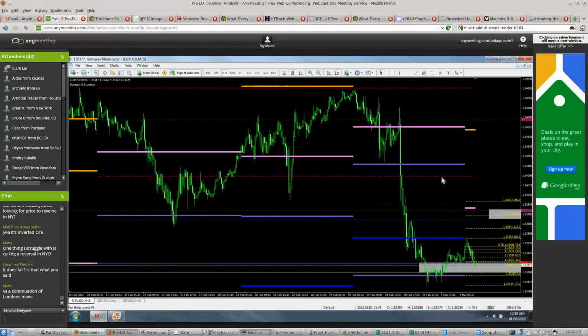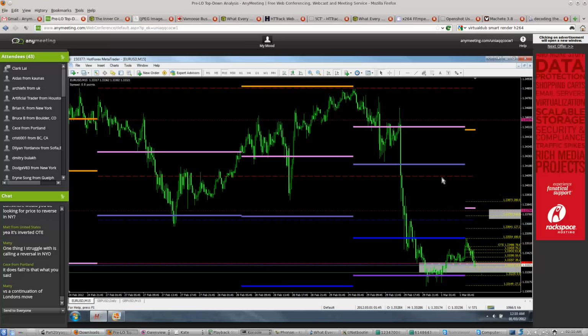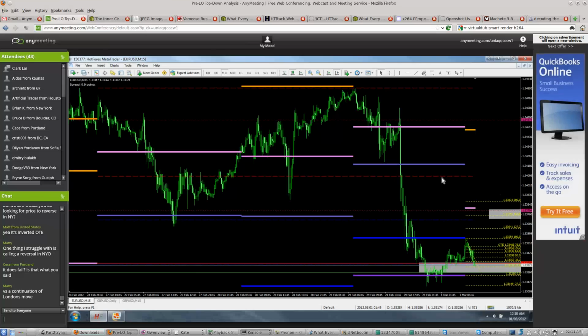Typically, just from my experience, I see 40 to 60 pip ranges in London, and then you'll see a huge 120, 130 pip move in the New York session. But there obviously will be times where London will make the meat of the move, and New York will do a 30 to 50% retrace, and then it'll reverse. So it all depends, and I'm not a fortune teller. I only try to predict the trend for the session.